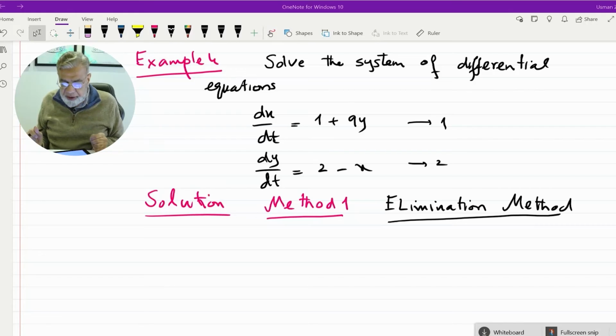We take an example: solve the system of linear differential equations. We have dx/dt = 1 + 9y, and dy/dt = 2 - x. First I am going to use the elimination method.